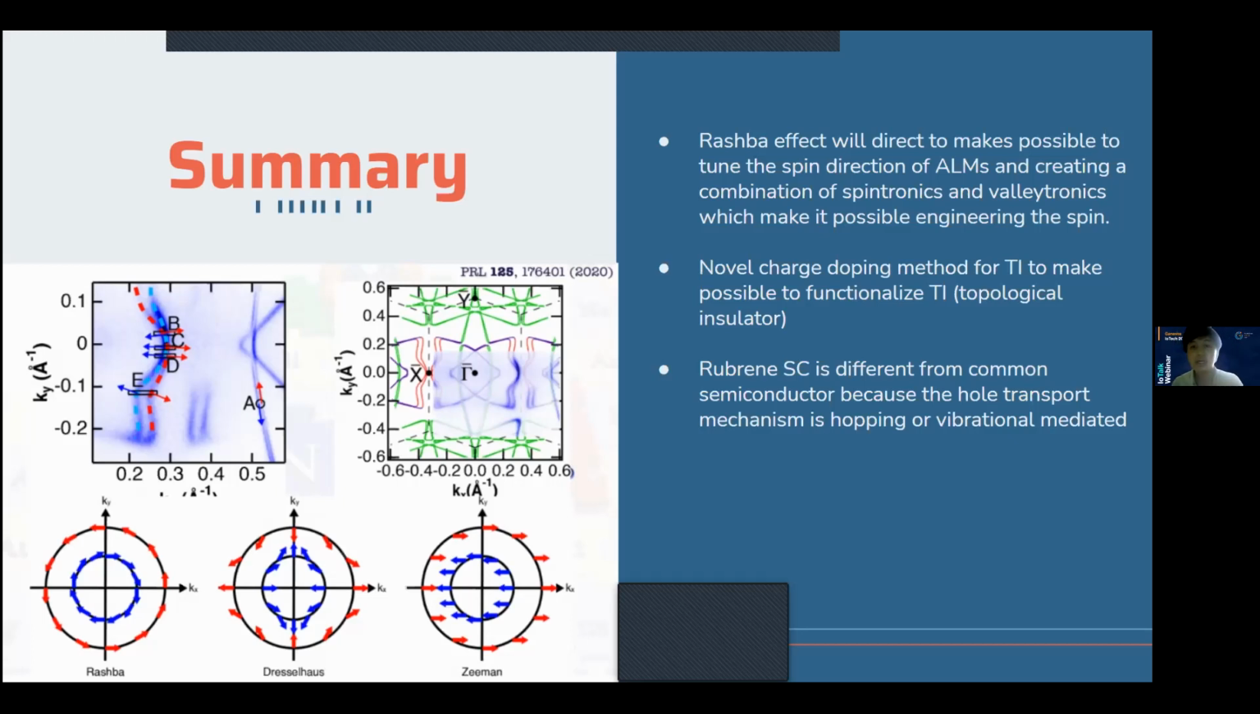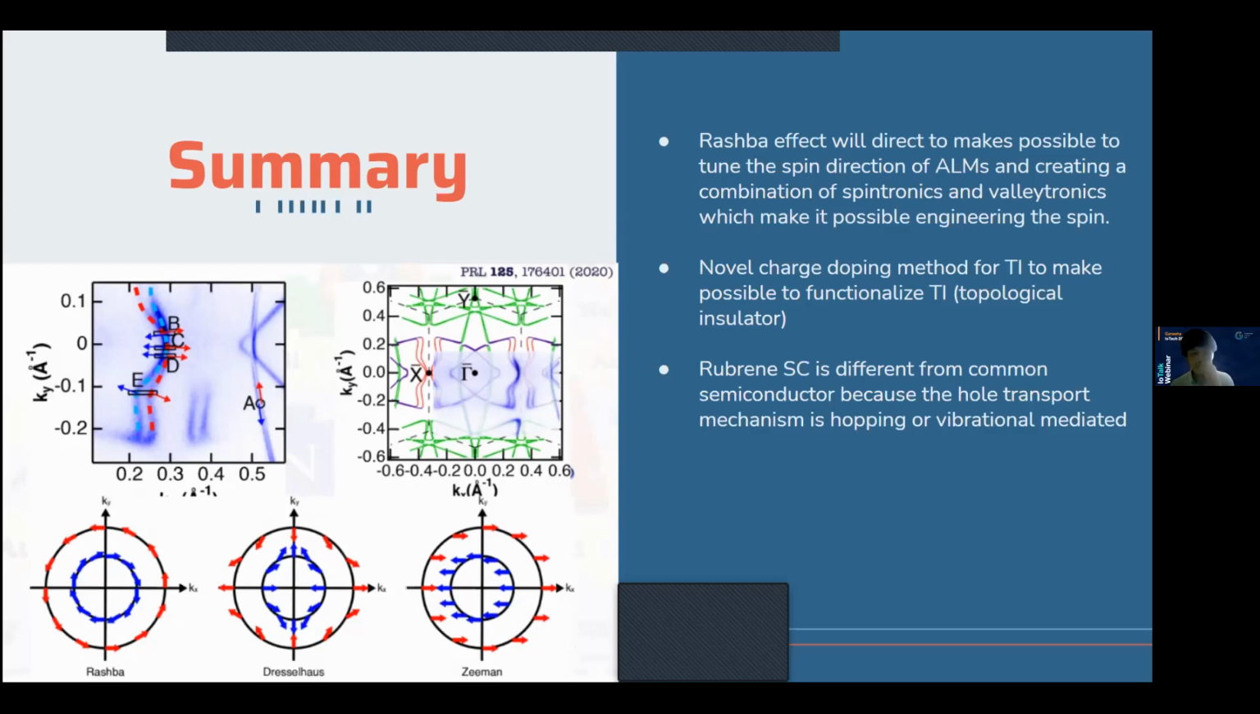And then after the Rashba effect, Sakamoto Sensei delivered about topological insulators. Actually, I don't really get this topic because in my major, I'm not studying this. The point that I get is that a novel charge doping method for topological insulators makes it possible to functionalize them.